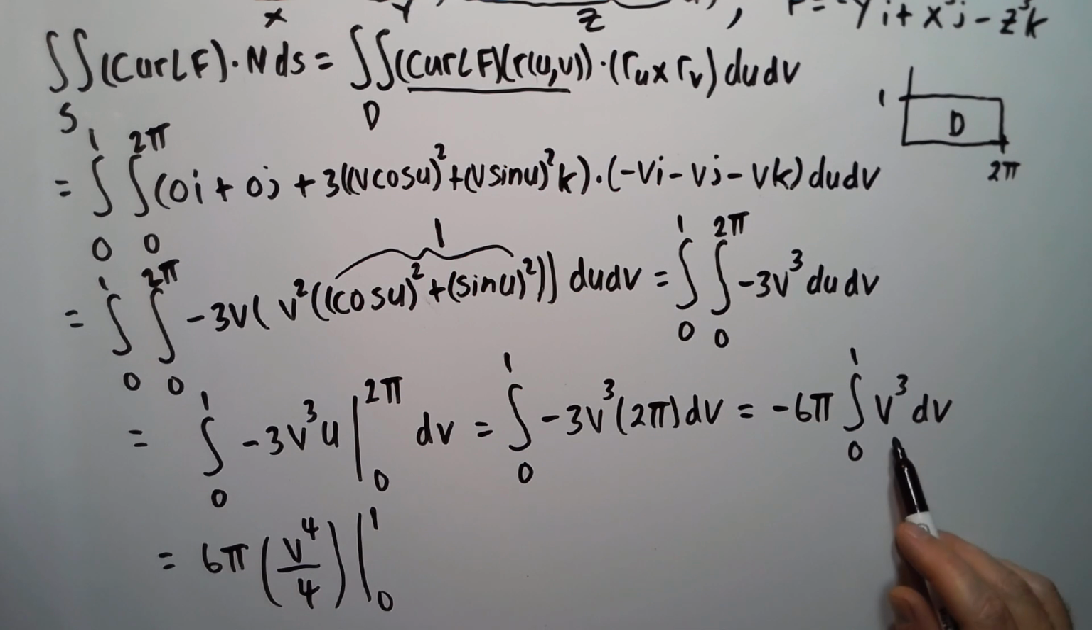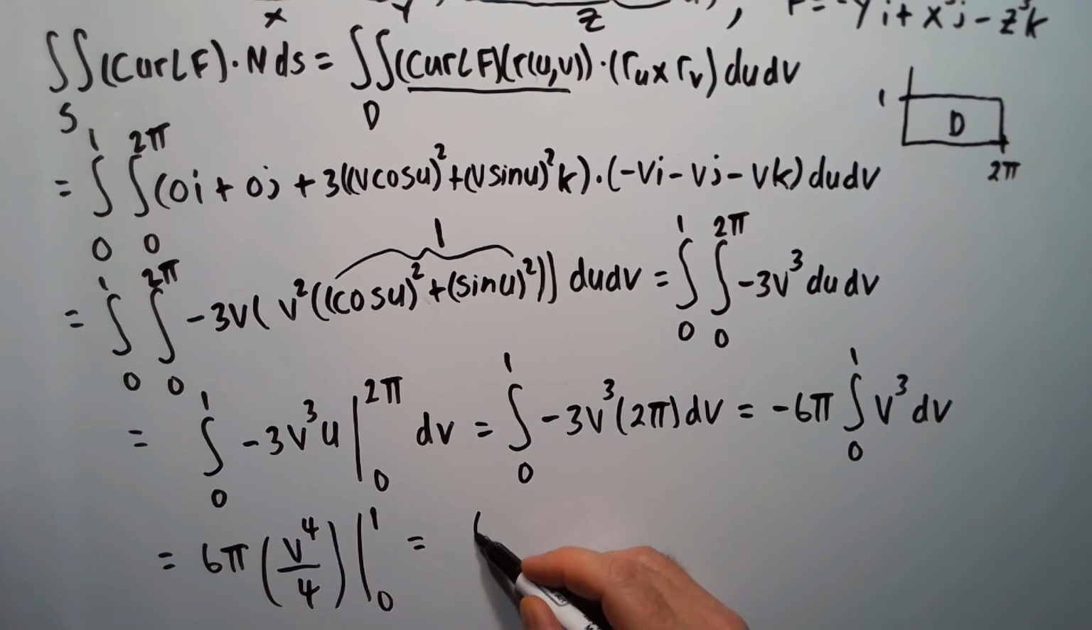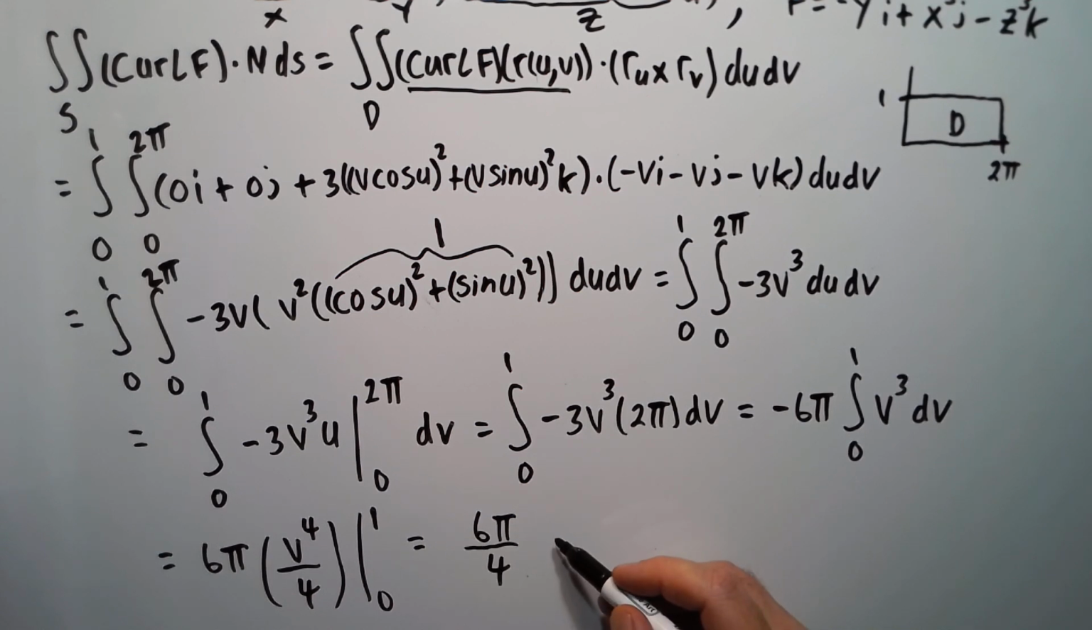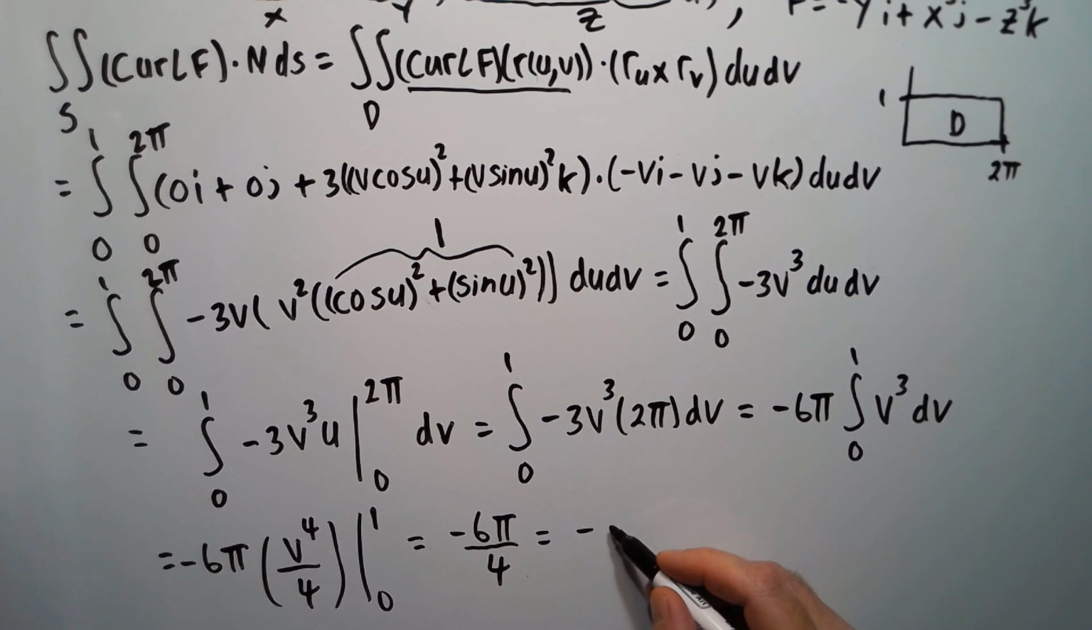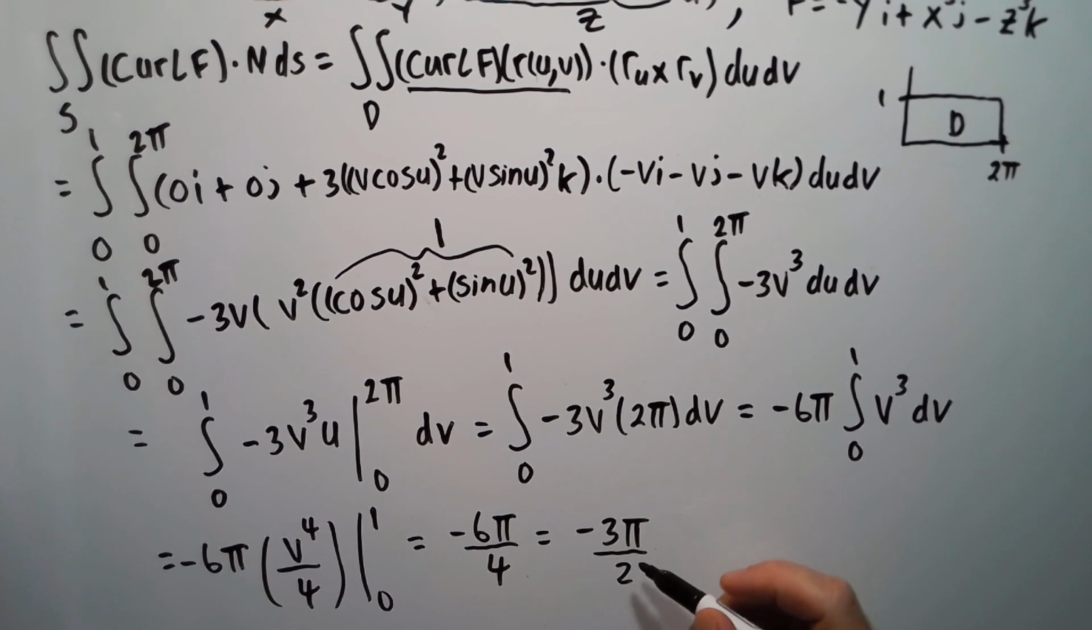So integrating v cubed, we get v to the 4th over 4. Then I'm going to evaluate at 1 and 0. So putting 1 in, it'll just be 6 pi over 4. Sorry, it should be negative here, I lost my minus sign. Which reduces to negative 3 pi over 2, crossing a 2 off there. Okay, so this is the flux of the curl over our surface S, which we found was negative 3 pi over 2. So we did one side of Stokes' theorem.